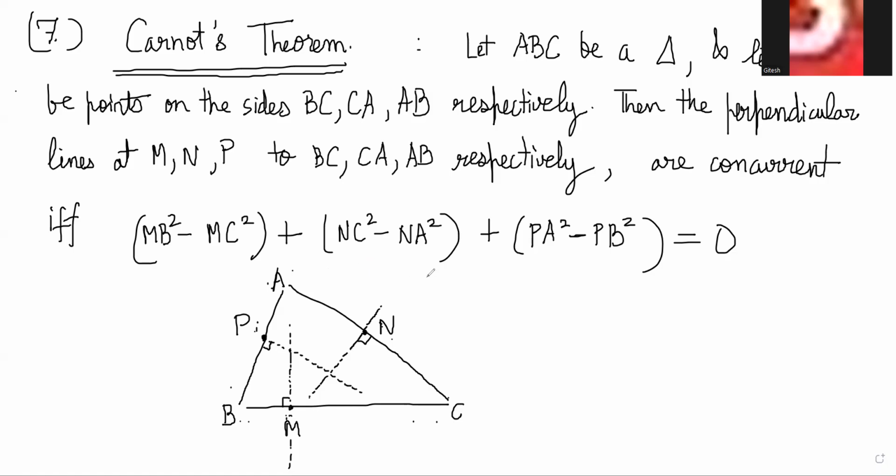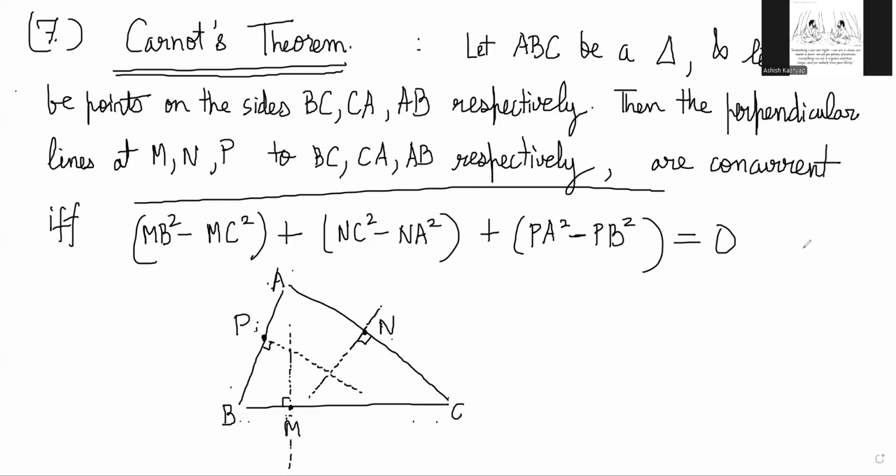Okay. Hitesh, are you understanding what I'm saying? The theorem is saying that these perpendicular lines will be concurrent if and only if this sum is equal to 0, right?